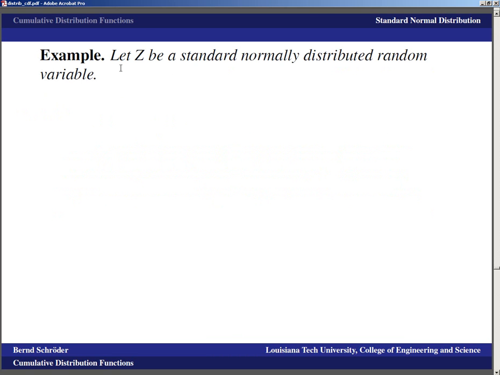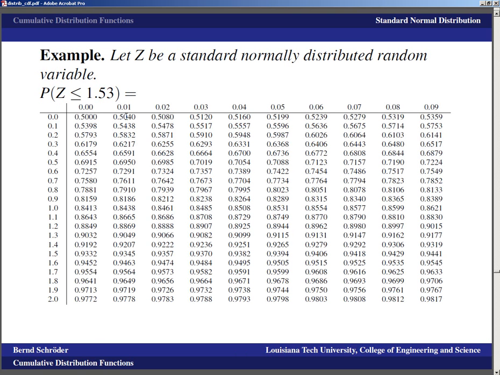Okay, so we now just look at a standard normally distributed random variable, and we're going to compute some probabilities. For example, the probability that z is less than 1.53. Well, basically you look at the table, and the way this table is set up is that the first two digits are on the vertical axis, and the second digit behind the decimal point is on the horizontal axis.